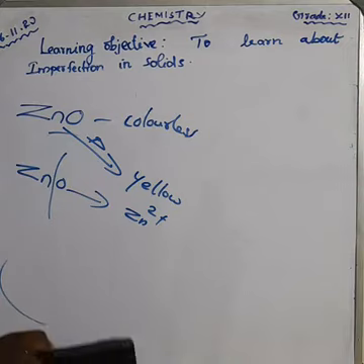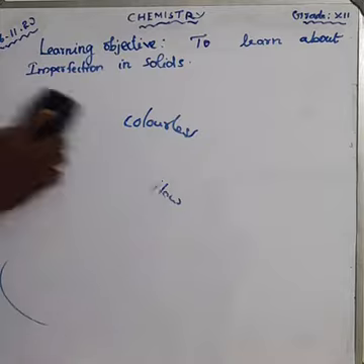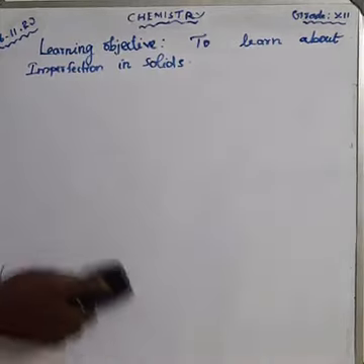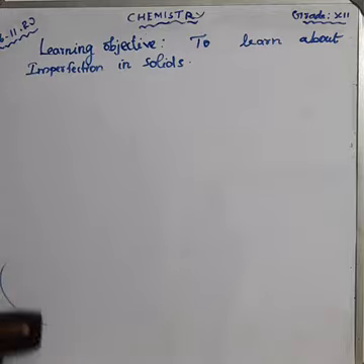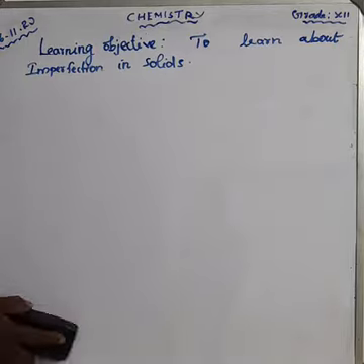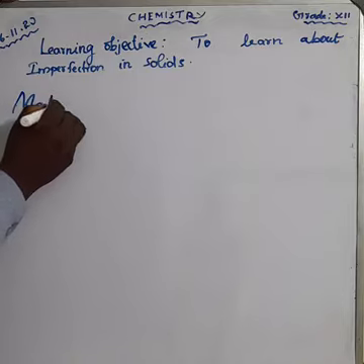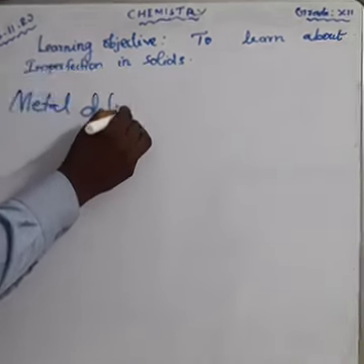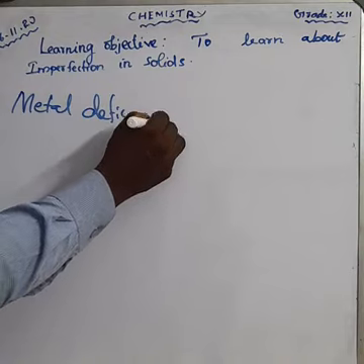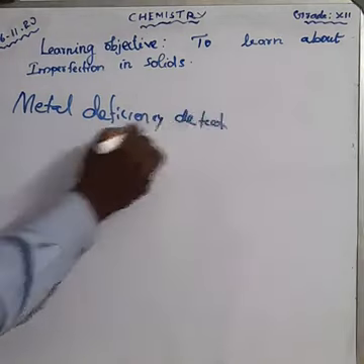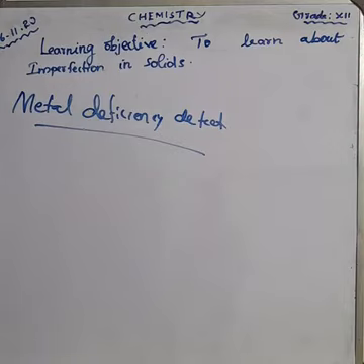Next, the metal deficient defect. Here deficient means some shortage. We have a smaller number of cations than anions. Metal deficiency defect means a shortage, a smaller number of cations than anions.